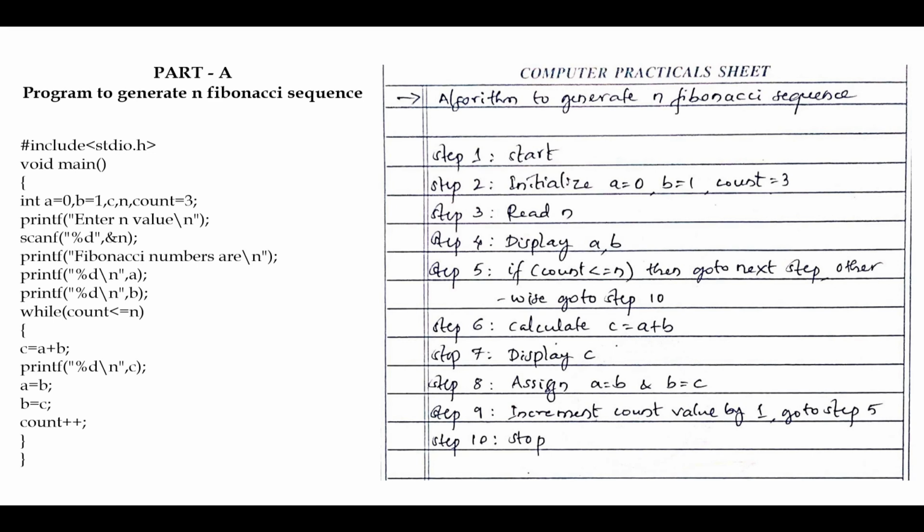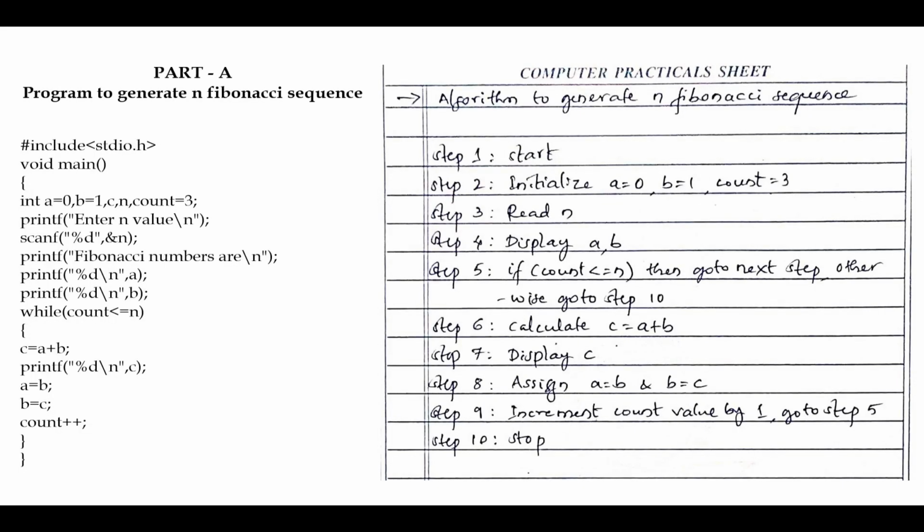Inside the loop we are calculating c equal to a plus b, and then we are displaying the c value, assigning a equal to b and b equal to c, then incrementing the count value by 1, and then again we are repeating the while loop. That's why we have written it as go to step 5, to continue the loop. Okay, got it?